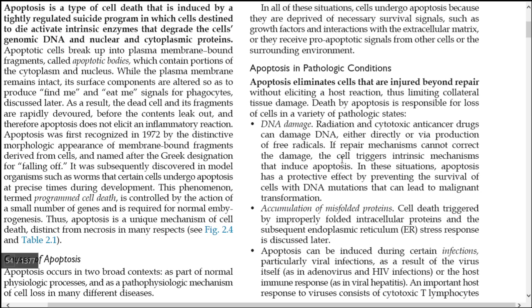In case you are unable to repair the DNA, then a cell will produce intrinsic mechanisms that induce apoptosis. In this case, apoptosis will have a protective effect by preventing the survival of the cell with DNA mutation. So we don't want the cell with DNA mutation to survive, because it can lead to malignant transformation and tumor. That is important.